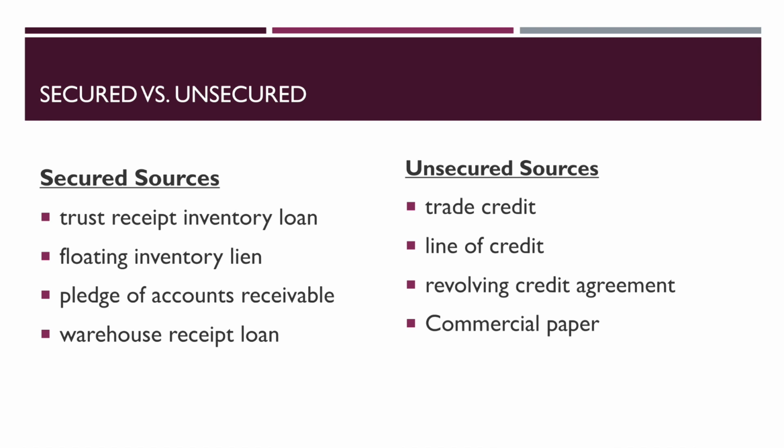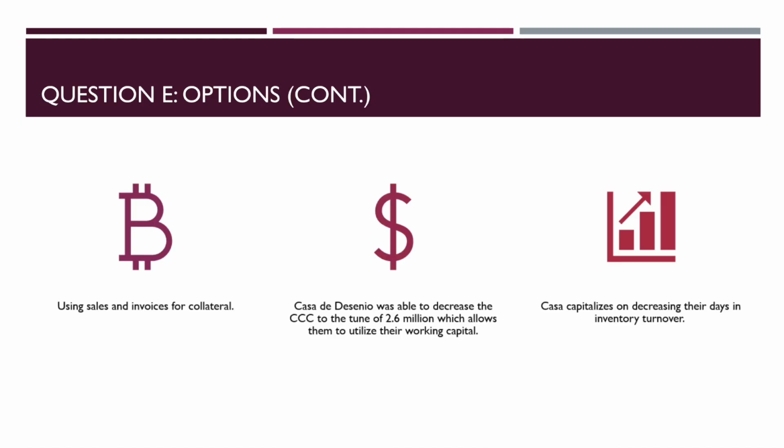So there are a lot of options when we're talking about secured versus unsecured. CASA did a lot of work increasing their cash inventory cycle, creating an additional $2.6 million in surplus that would be considered their working capital. So there are a lot of options for them. And that's all for secured versus unsecured.